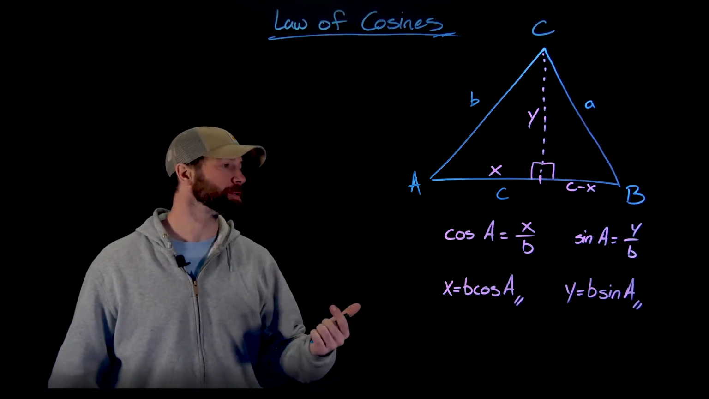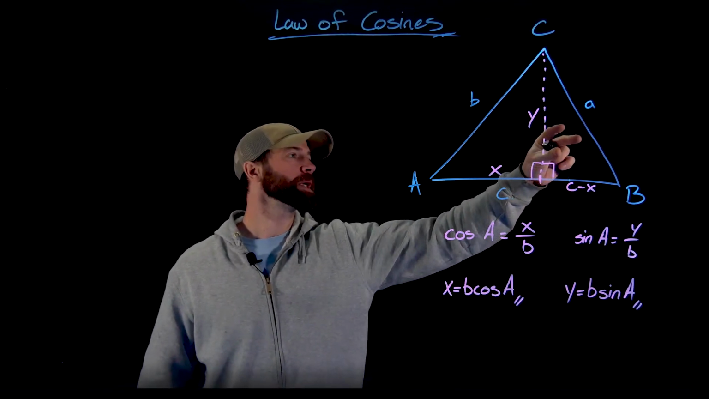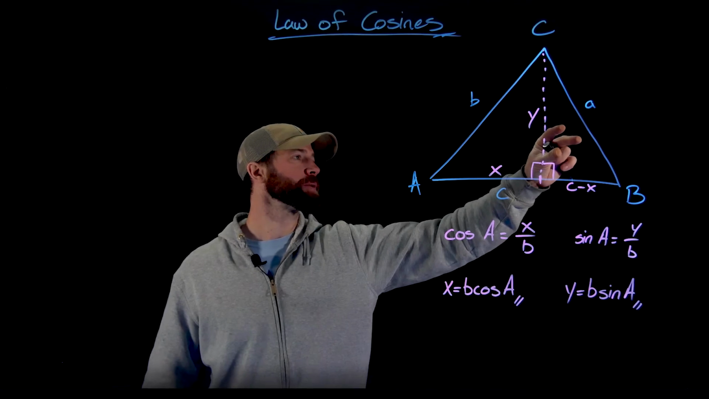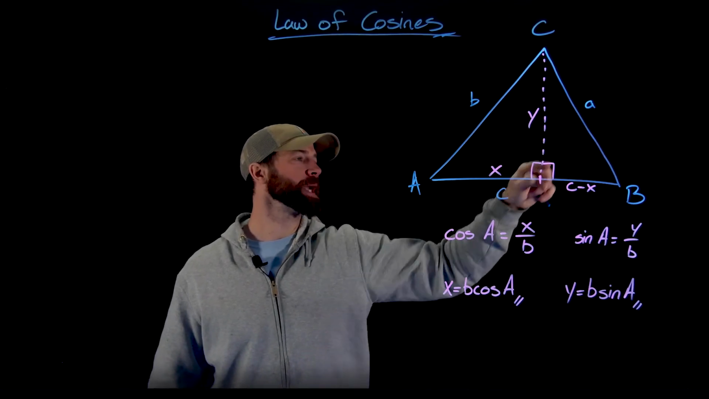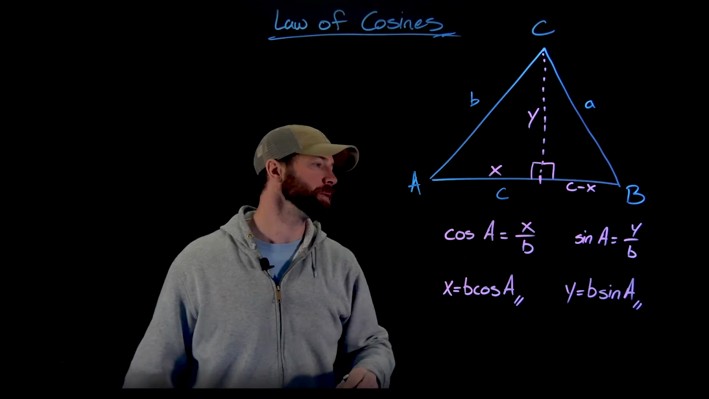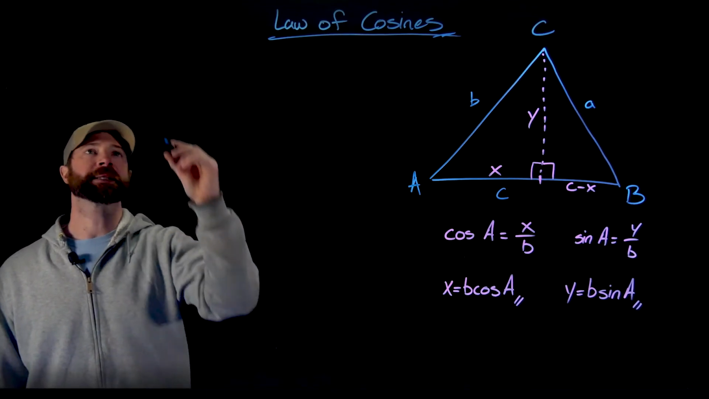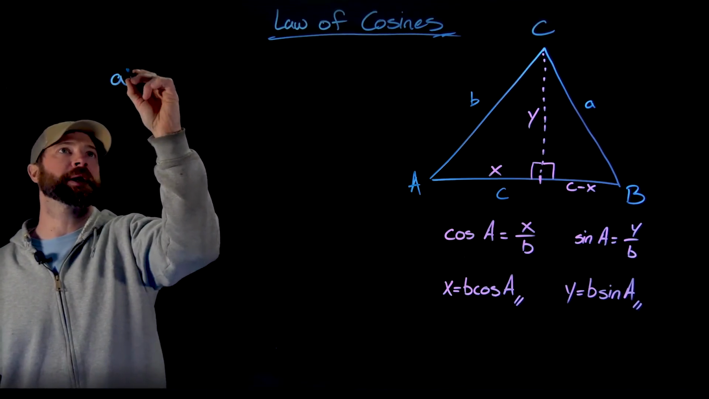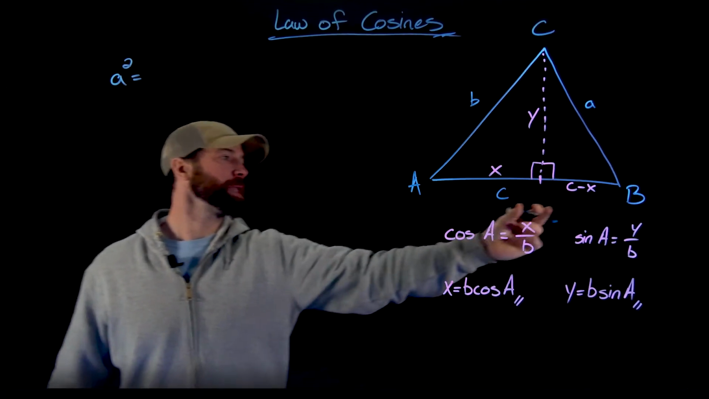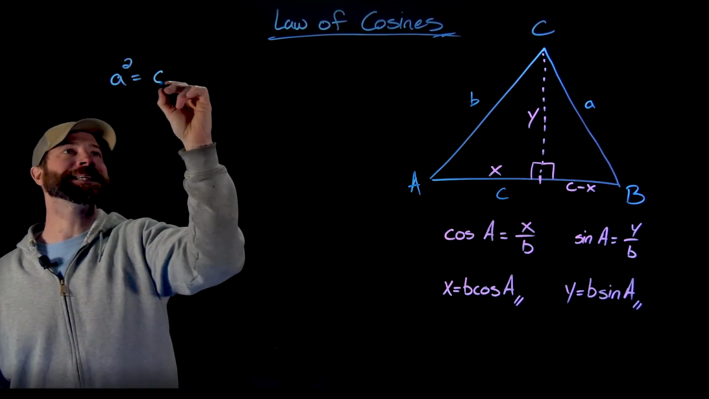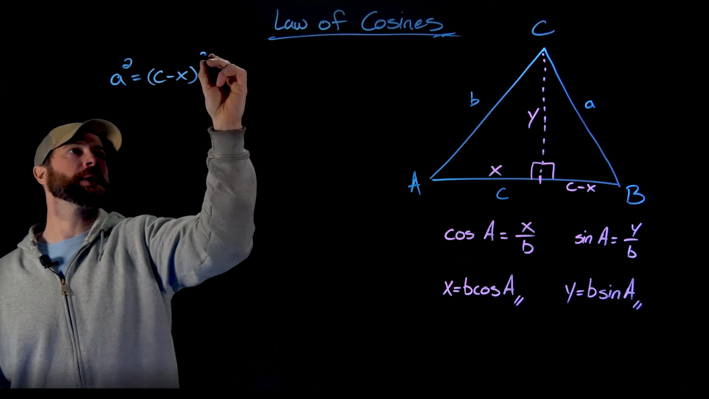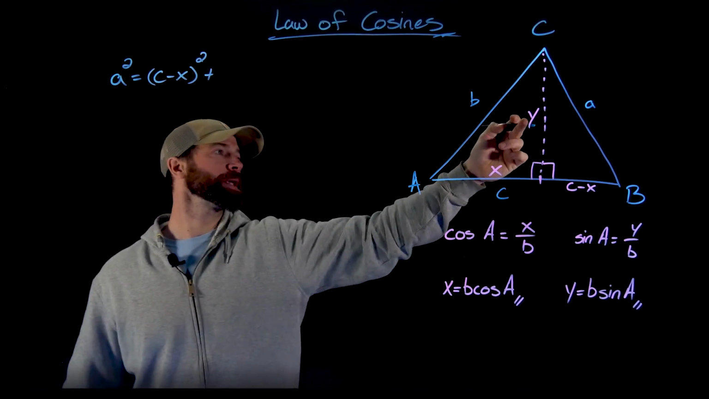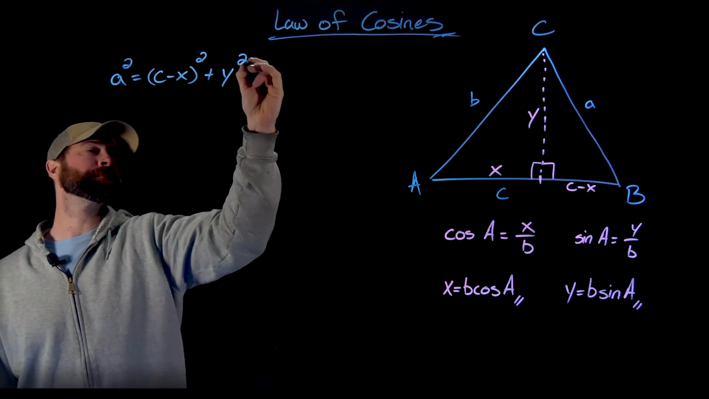Now the second part is pretty straightforward. What I'm going to do is use the Pythagorean theorem on this triangle here. I have my hypotenuse a that's across from my right angle. So what I get in that case is my hypotenuse, or a squared, equals this side length squared, so (c minus X) squared, plus this Y squared.